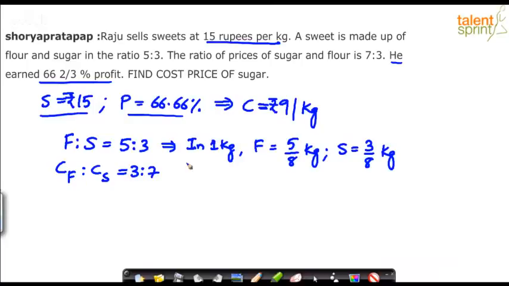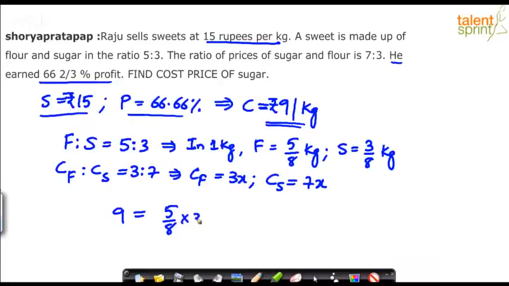We know that the ratio of the cost of F and S is 3:7, right? So it is like this: 3 parts and 7 parts. I mean, cut down the number of steps. For detailed explanation, I'll have to put it here. Mental calculations can be done. So the point is, how can you arrive at the 9 rupees cost? I can say 9 rupees will be equal to the quantity of flour, 5 by 8, into the price 3x, plus the quantity of sugar, 3 by 8, into the price of sugar 7x.